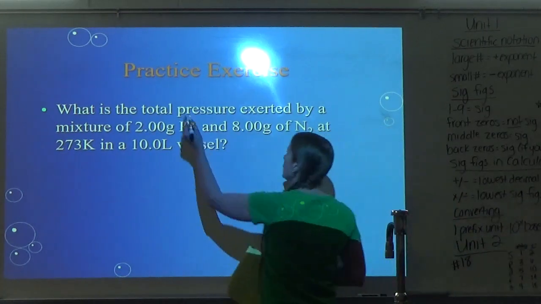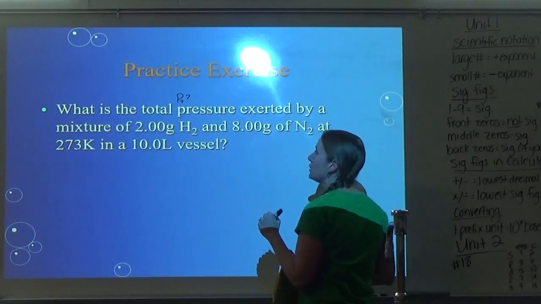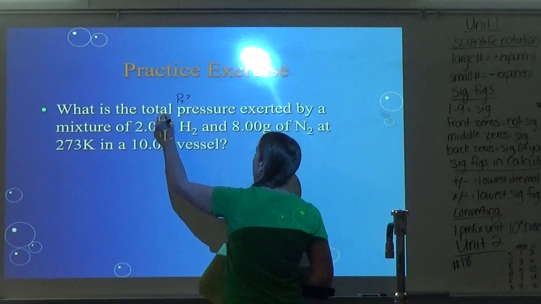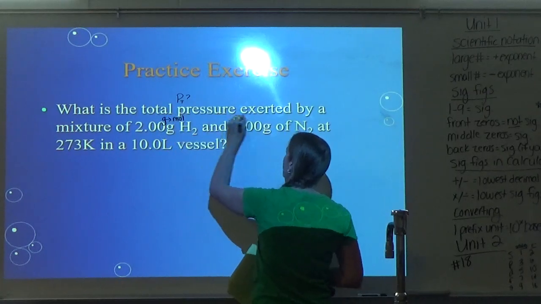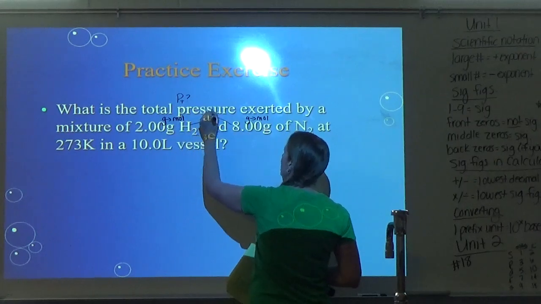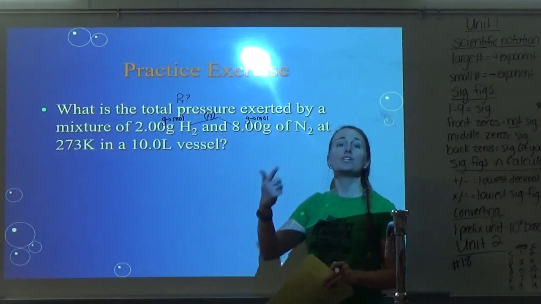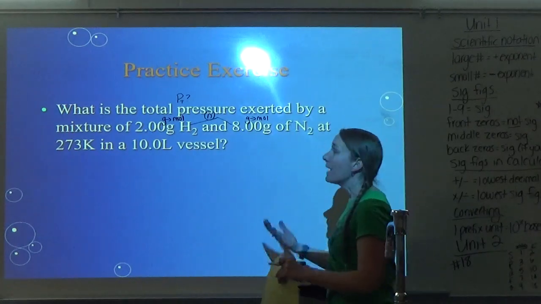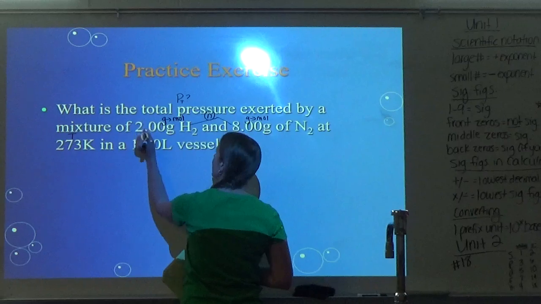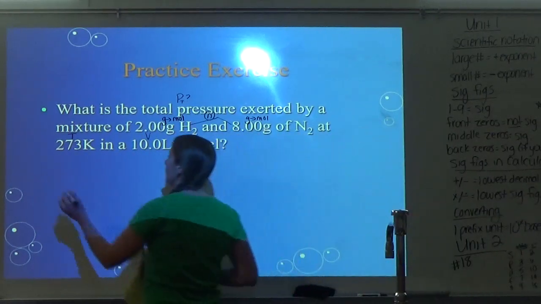So it says, what is the total pressure? So I'm looking for P total. Exerted by a mixture of 2 grams of hydrogen and 8 grams of nitrogen. So I'm going to have to go grams to moles for both of these. And then together, I can plug those in as N. Okay, because see, I need the total pressure. That means I want the total number of moles. At 273 Kelvin, so you didn't even have to change your temperature, and 10 liters. So that's my volume. All right, so we know PV equals nRT.